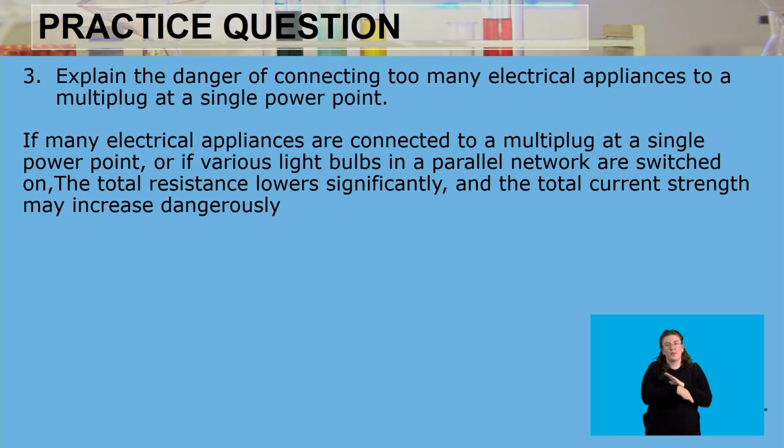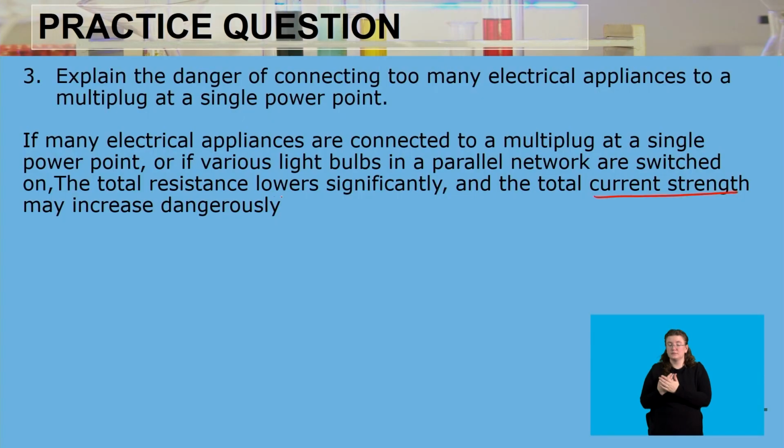So the more we are connecting electrical appliances to a single power point, we are actually increasing the number of resistors within that parallel circuit. Remember, when we're increasing the resistors in parallel, we are decreasing the total resistance of the circuit. And by so doing, the current strength is going to increase. And it's going to increase to a point where it becomes dangerous.